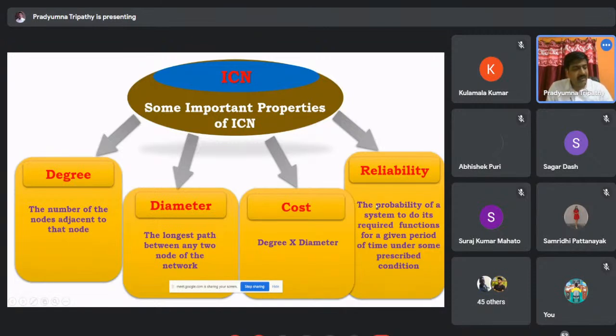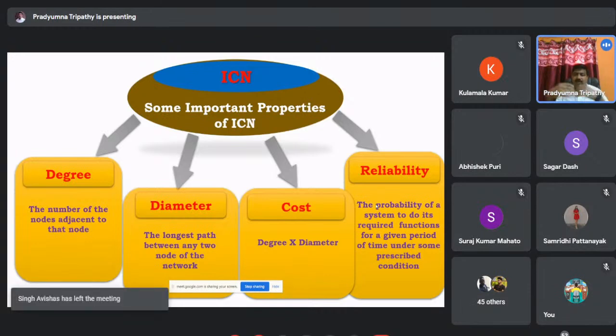The reliability is a term which is very important here. Reliability is the probability of a system to do its required function for a given period of time under some prescribed conditions. It is nothing but the probability of success, or success probability. As the probability value varies between 0 and 1, the reliability value also varies between 0 and 1. So we require the success probability of the network to perform what is desired or expected from the network for a given period of time under some constraints.